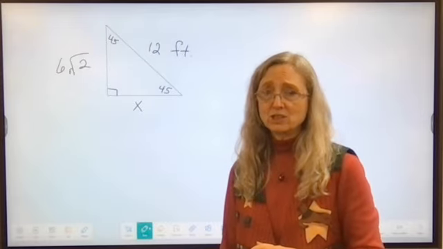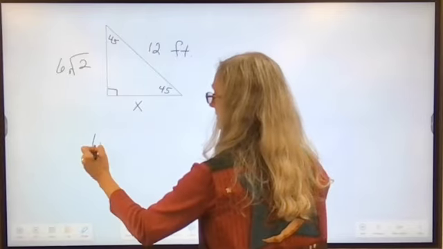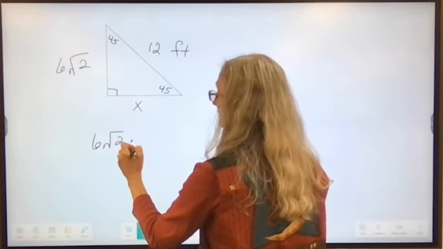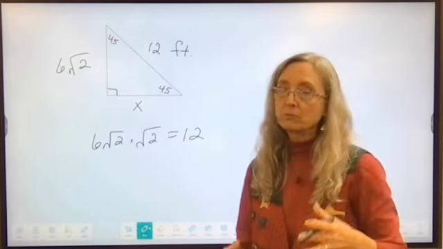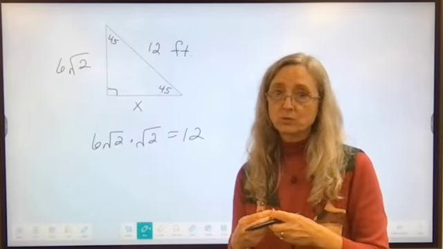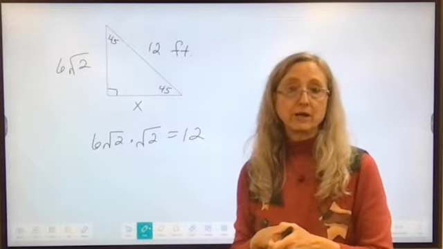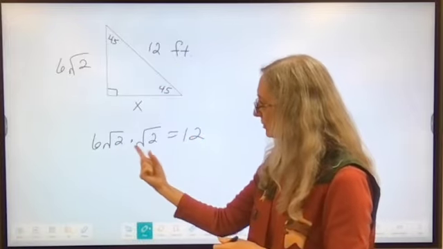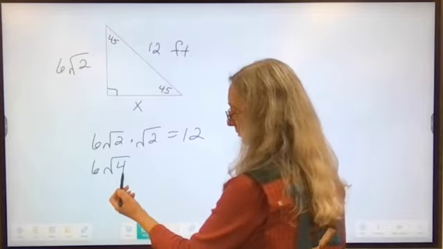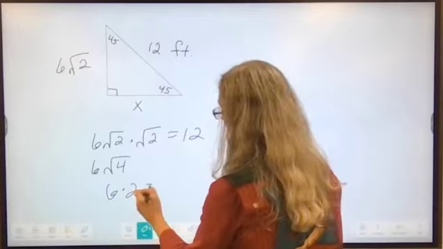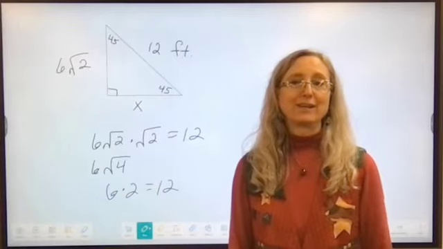If my leg is 6 square root of 2, then 6 square root of 2 times the square root of 2 should equal 12, if it's right. Because remember, the length of the leg times the square root of 2 equals that hypotenuse. So the 6 square root of 2 times the square root of 2 is 6 square root of 4, and the square root of 4 is 2. That's 6 times 2, and sure enough, that's 12.